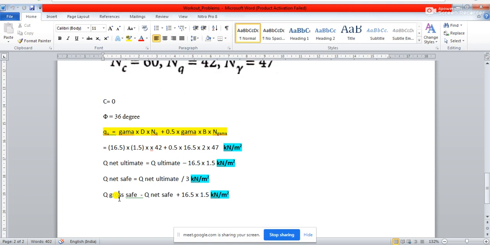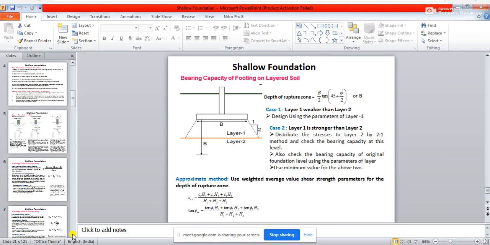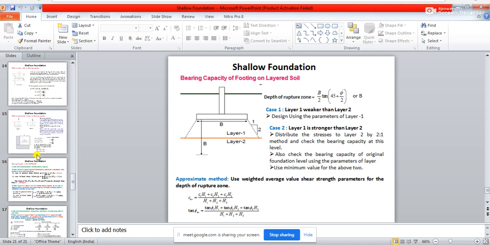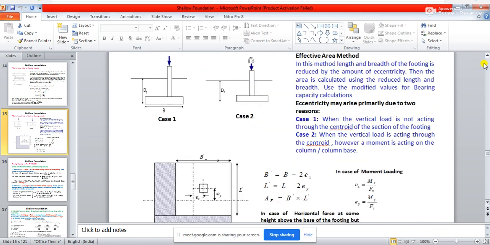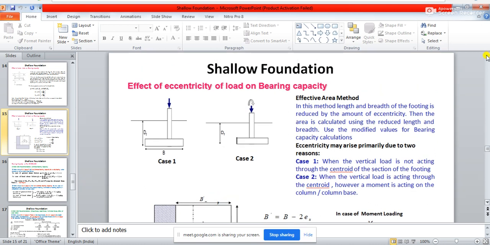Now in today's class we'll discuss a little bit more theoretical things, and then in tomorrow's class we'll discuss some more numerical problems. Today we'll discuss shallow foundation, and if you remember, I was talking about the effect of eccentricity on the bearing capacity of shallow foundation. That is the point we will be discussing first today.